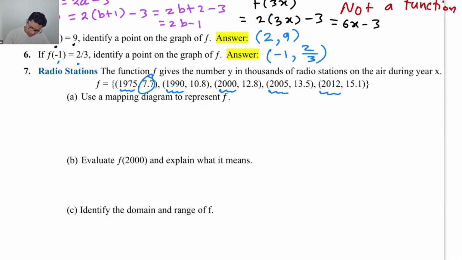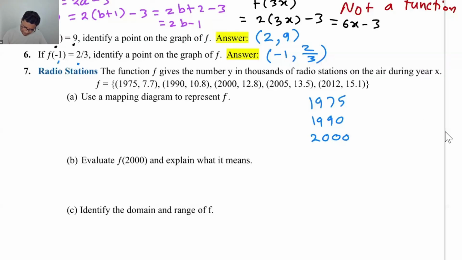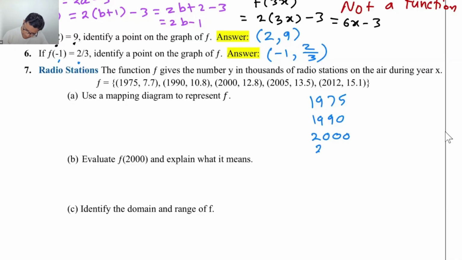First, mapping diagram is this, the two circles. Okay, I'm going to have a tough time writing here. I'm going to maybe go to the right side here. Or let me first write the years and we'll see what size of the oval I need. Okay. I need 1975, 1990, 2000. Give me 2012.